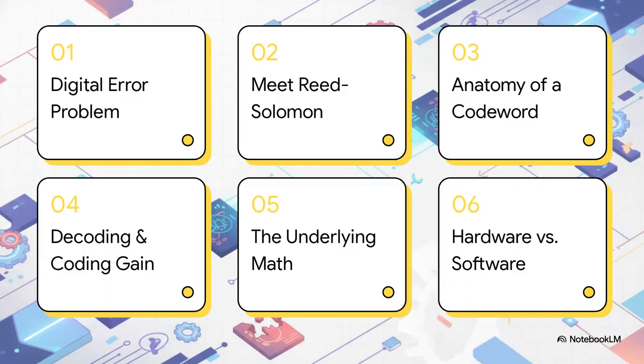Here's a quick look at our roadmap for today. We're going to cover the digital error problem, meet Reed-Solomon codes, break down the anatomy of a code word, look at decoding and coding gain, peek at the underlying math, and finally wrap up with hardware versus software.